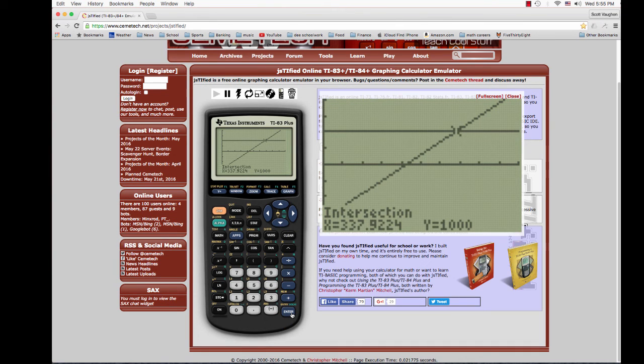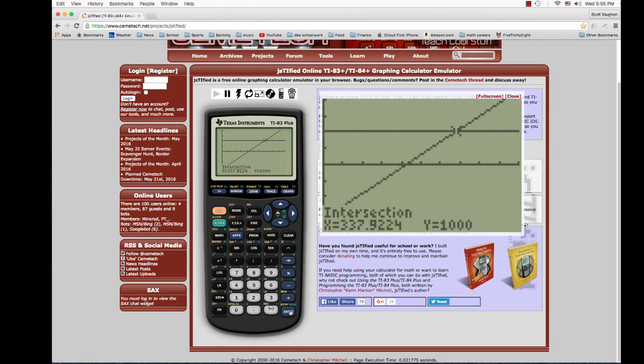And so 337.9 in decimal is a very accurate value for where those two lines cross. So that's why we came up with an answer of about 338 as the number of doorknobs that you would need to sell to make $1,000 monthly profit.